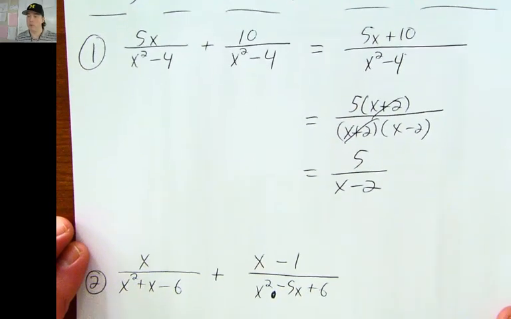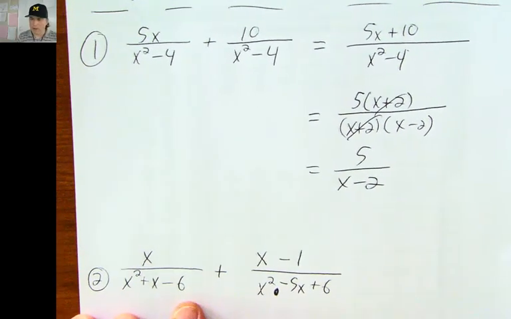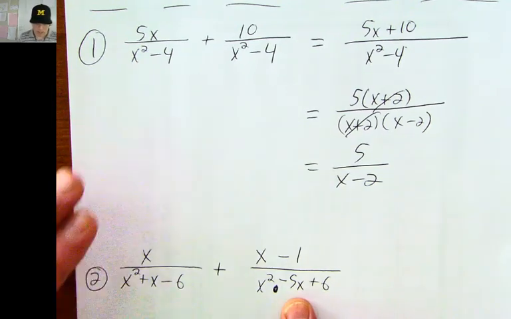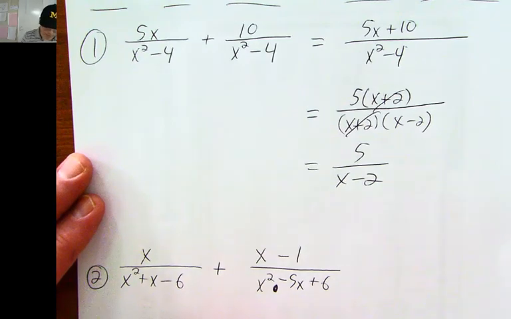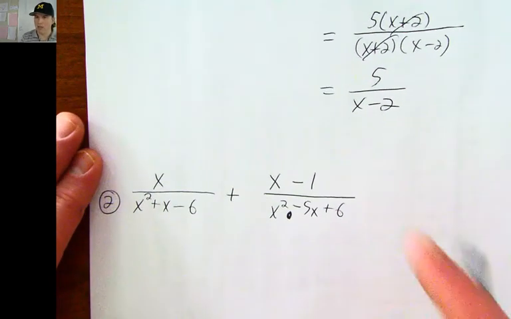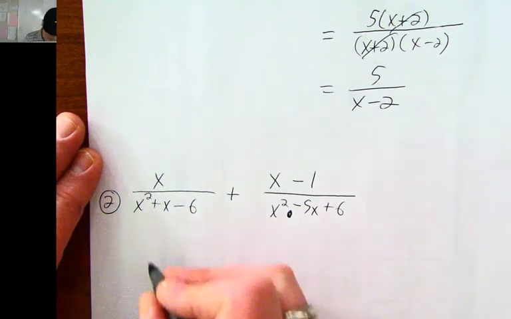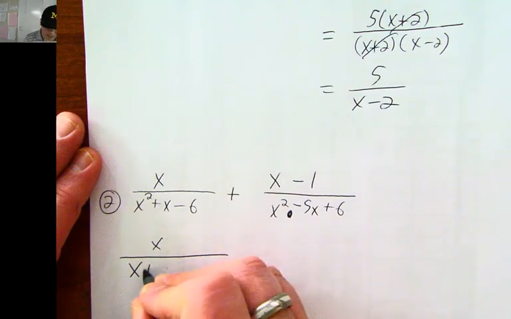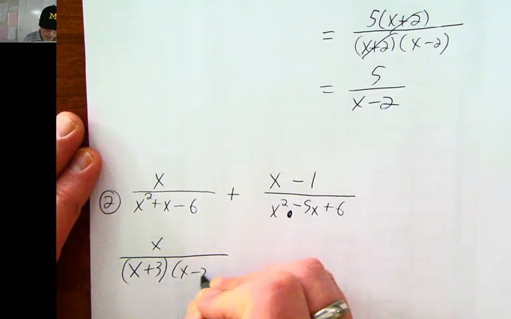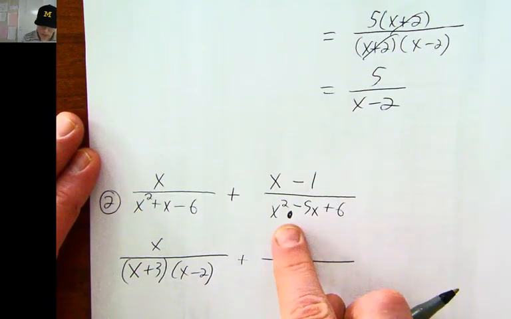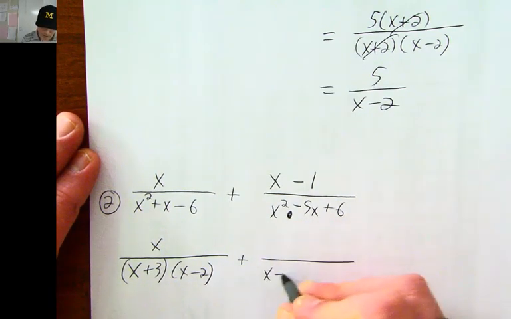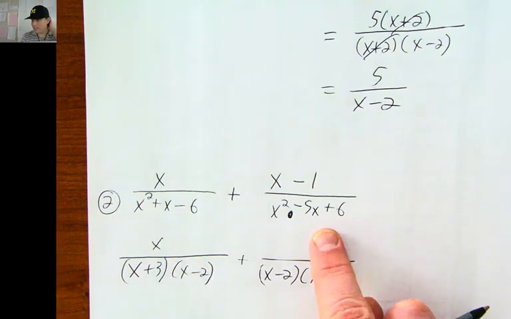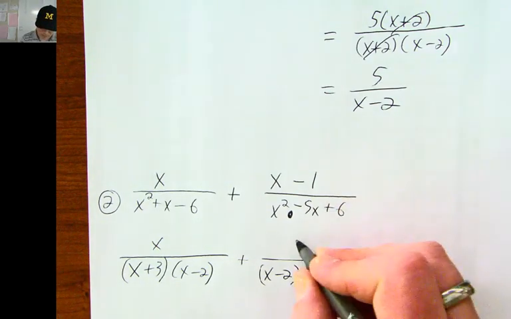Let's take a look at number 2. In number 2, you look at the denominators, and they look kind of similar, but they don't match. They are not common denominators. So we first are going to want to simplify them both and see what's really in both denominators. This first one, let's see if I factor that. That factors into x plus 3, x minus 2. And the second one, I think that looks like x minus 2, x minus 3, multiplies to positive 6, yet adds up to negative 5, those two numbers.